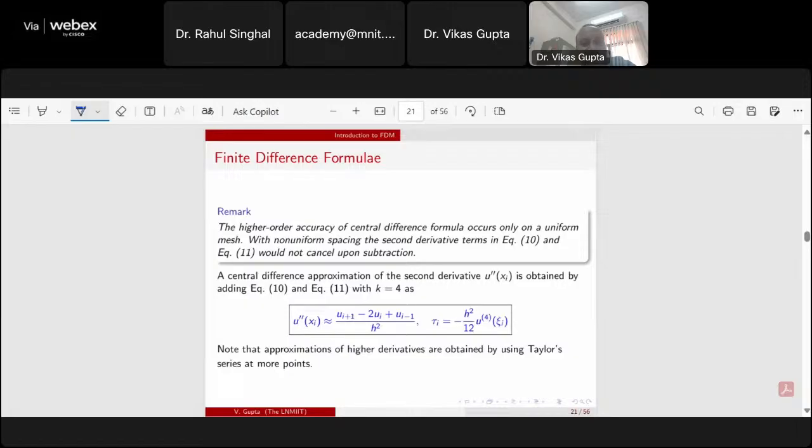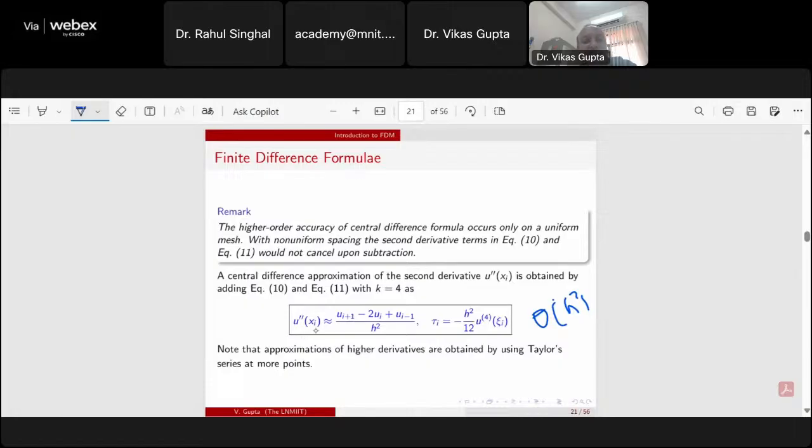Okay. So in the same manner, adding equation number 10 and equation number 11 with k equal to 4, we can get the second order finite difference approximation for the second order derivative term. Second order finite difference approximation, why? Because for this approximation the truncation error is again of order h square. So this is the central difference approximation for the second order derivative term.